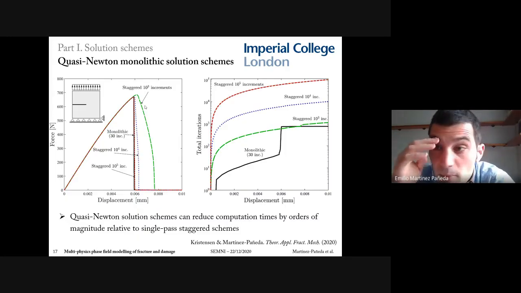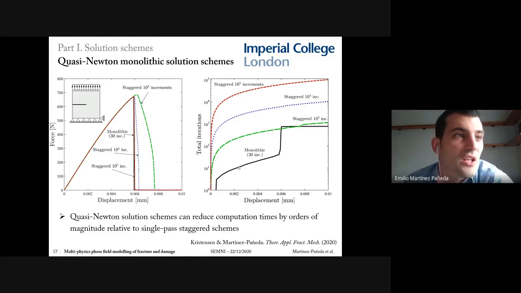And you can see here the comparison with a single pass staggered scheme. You can see on the left that for staggered schemes, the force versus displacement result is sensitive to the number of increments, as in explicit or forward-Euler types of analysis. And you can see on the right that achieving the correct solution with a staggered scheme requires a number of iterations that is 2 orders of magnitude larger than with the Quasi-Newton solution schemes that we are proposing, which are very efficient.